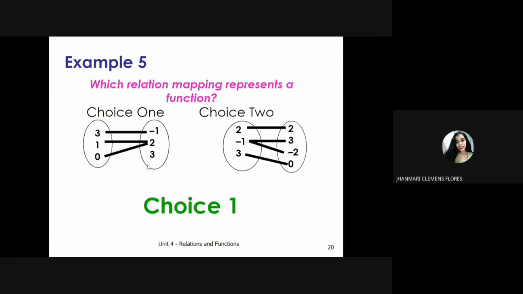It doesn't matter if the y coordinates are the same, but if the x coordinates are the same, then that wouldn't serve as a function. It's not a function. So this is how you can easily identify that it's not a function.